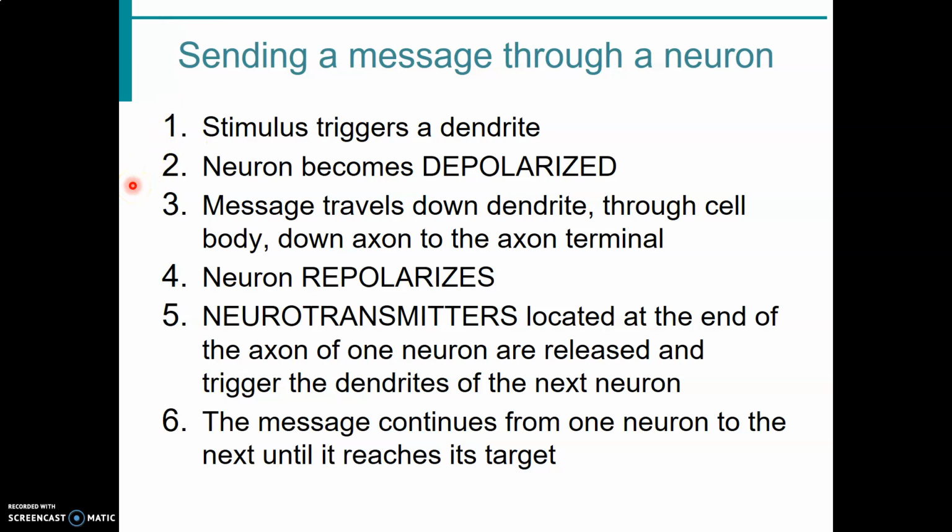What basically happens, and we're going to go over this in more detail in the coming slides, is we see a stimulus trigger a dendrite. Remember, the dendrites of the neuron are the short finger-like extensions that receive sensory input. The neuron becomes depolarized, and we're going to go over what this means shortly. The message travels down the dendrite, through the cell body, and then down the axon, the long extension of the cell body. The neuron then repolarizes, and then we see propagation across different neurons through what are called neurotransmitters that are located at the end of the axon of one neuron. They're released and trigger the dendrites of the next neuron, and it moves forward in a wave like that.